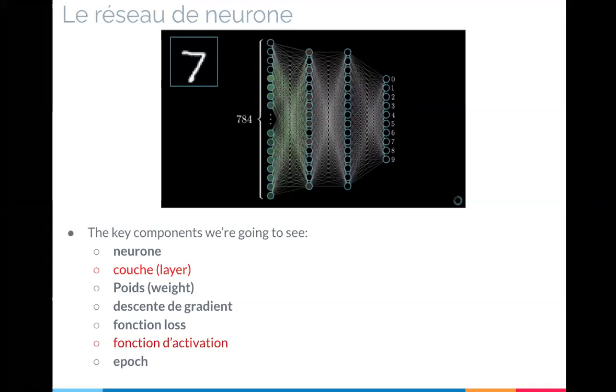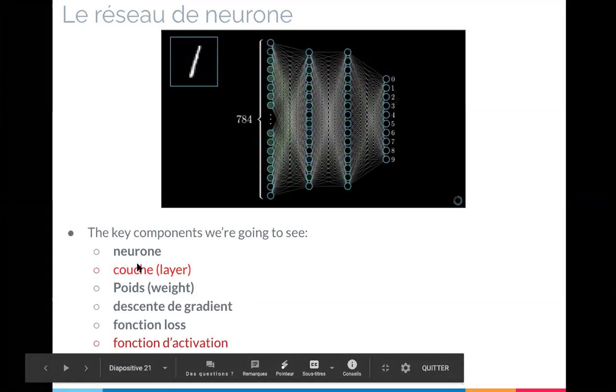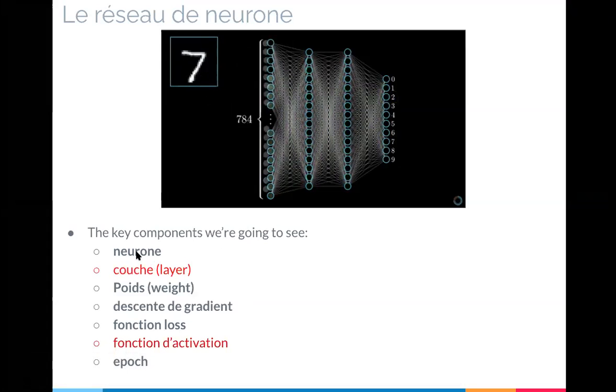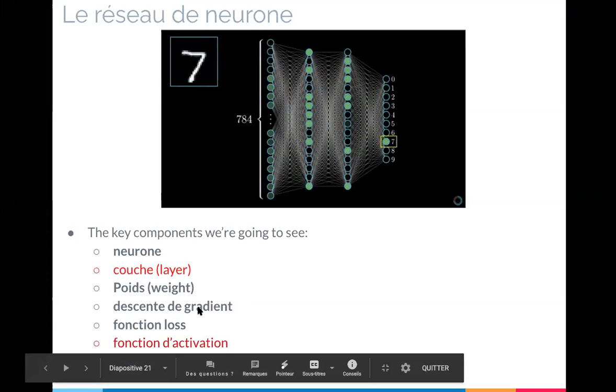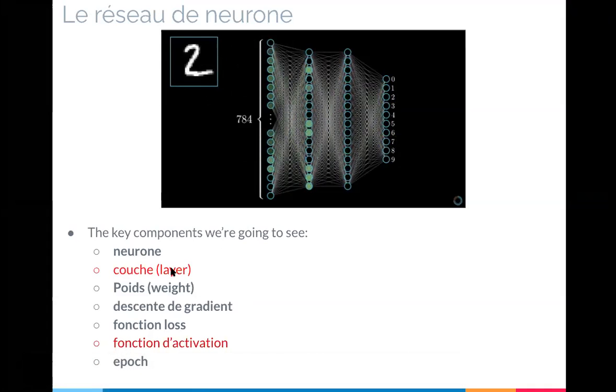So for the moment, we've used our deep learning framework, PyTorch, in order to do a logistic regression. And actually, you will see that logistic regression is very close to a neural network, a deep neural network. So I've put here some reminder of what we want to cover. We can see that we already know now what is a neuron, what is a weight, what is a gradient descent, the loss function, and the epochs. And we want now to define what is a layer and what is the activation function.